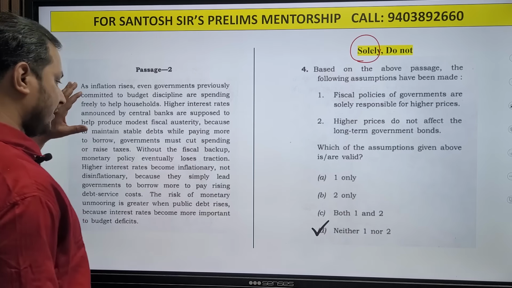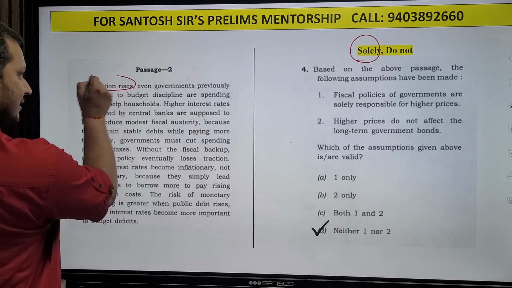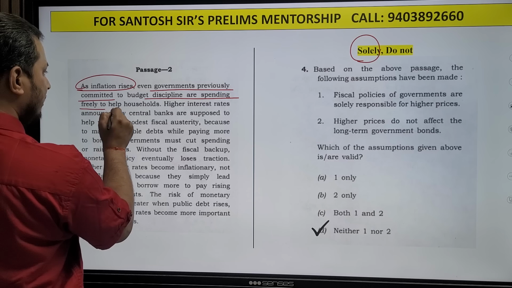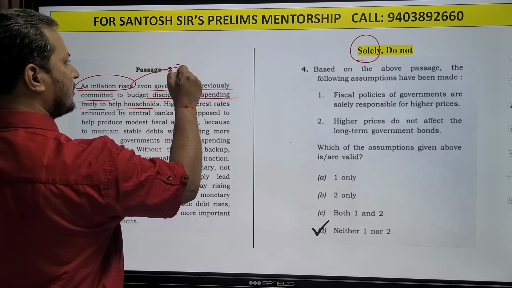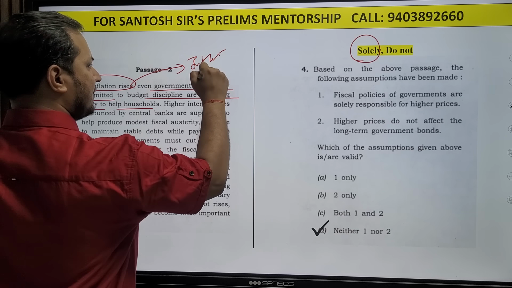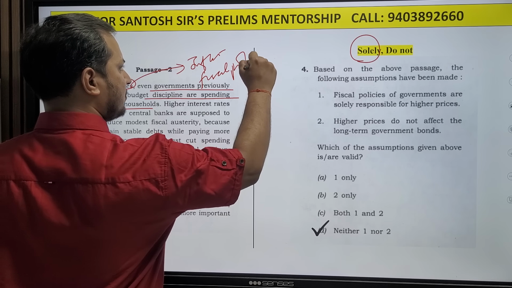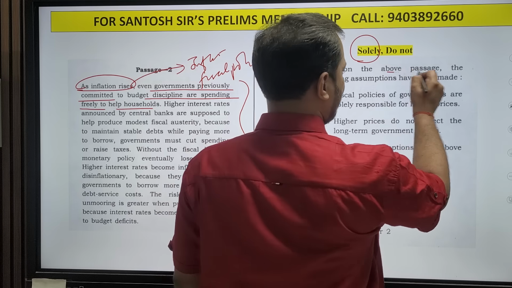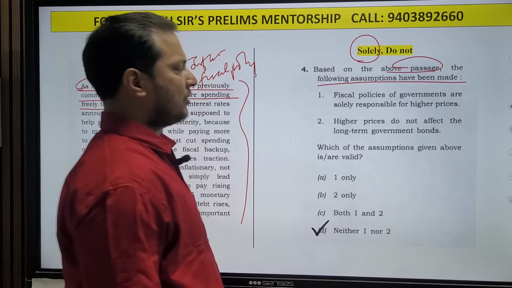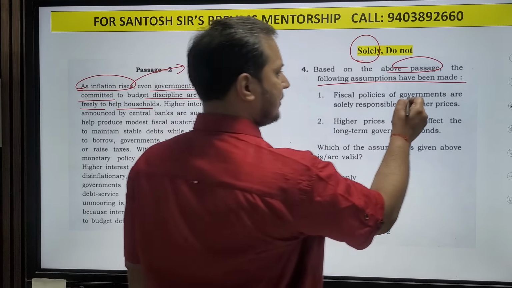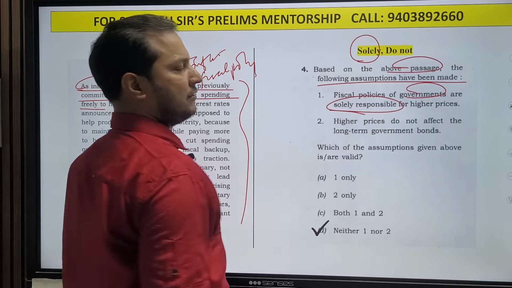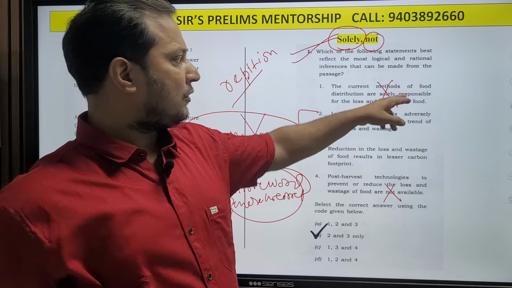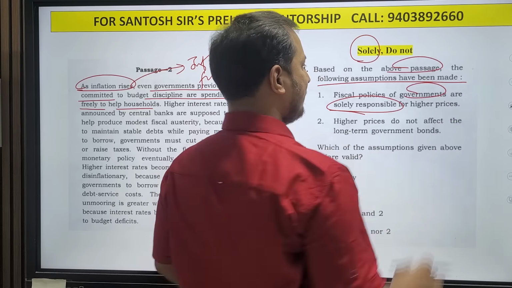Okay, let us again read the first statement. As inflation rises, even governments previously committed to budget discipline are spending freely to help households. So basically the topic is on inflation and fiscal policy of the government. That is what the passage is about, but we are directly going to read the question. Based on the above passage, the following assumptions have been made. Let us read the first statement. Fiscal policies of government are solely responsible. What I have told you previously, you can see this question, solely responsible. So the same word they are using.